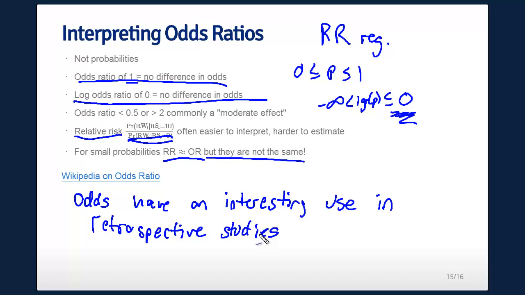like smoking, and you can't follow people prospectively over time. It takes too long. If you wanted to study smoking and lung cancer, you couldn't, say, follow people over 15 years and then determine exactly how much they smoked and then determine who, say, gets lung cancer or not.